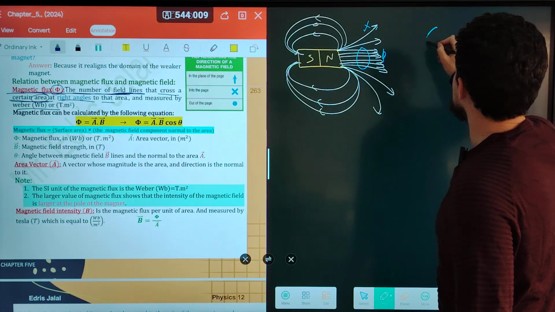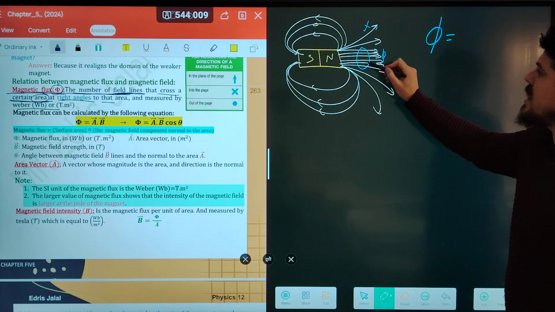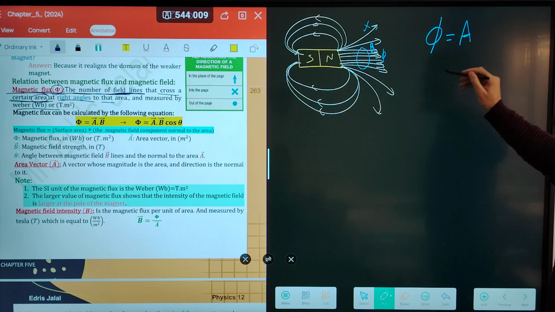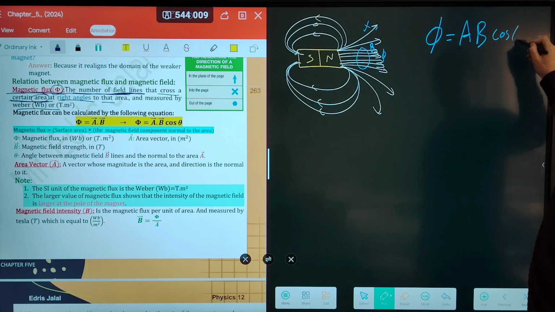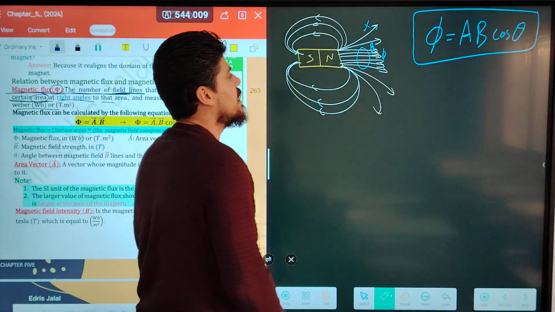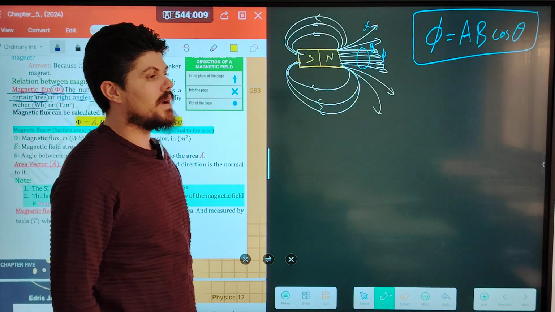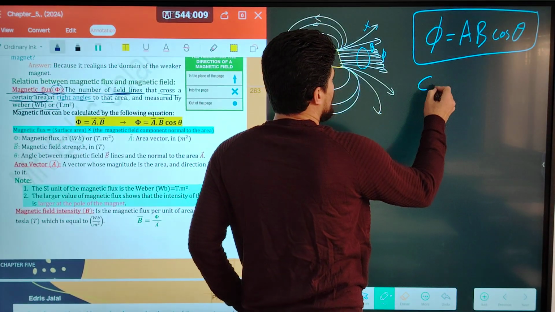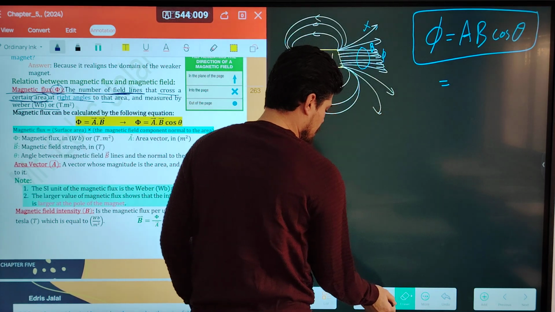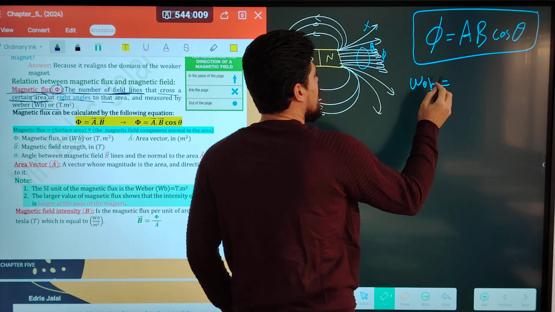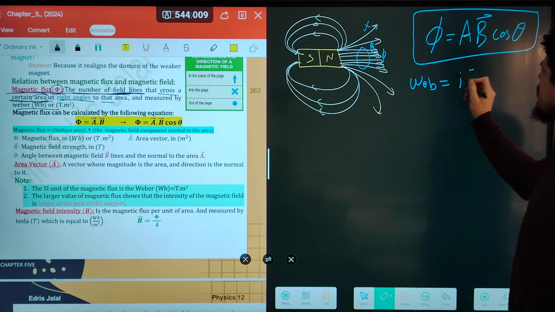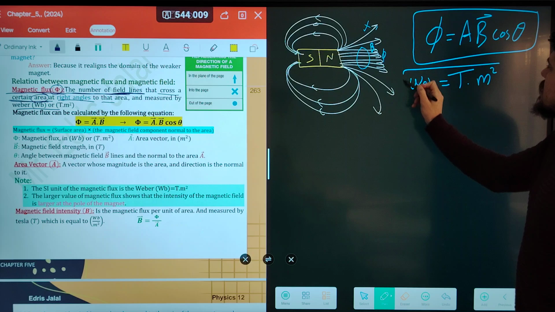Now we have an equation to find flux. Flux is equal to what? The area of the loop and the magnetic field lines which cross the loop at right angle. What is flux? It is the number of lines that cross a certain area which is perpendicular to the direction of the magnetic field. Flux is measured in what? Weber. What is the equivalent unit of Weber? Magnetic field, Tesla. Area, meter square.